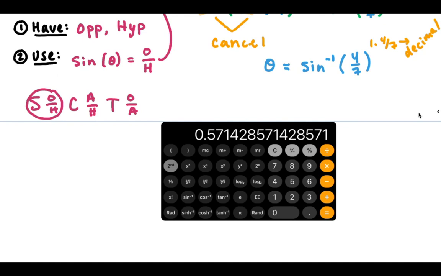Once I have 4 over 7 as a decimal, I need to somehow do this button. So you can do that button by hitting the second button first. So there's a button right here, second. If I hit that button, then I get access to this sine inverse button. All the trig buttons turn into their inverses. So this used to be sine, cosine, tangent. If I hit second, it turns into sine inverse, cosine inverse, tangent inverse. So I'm going to hit this button.